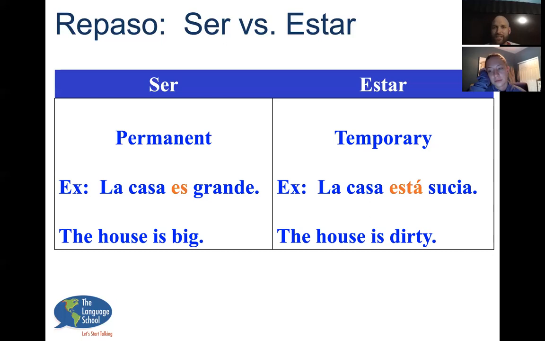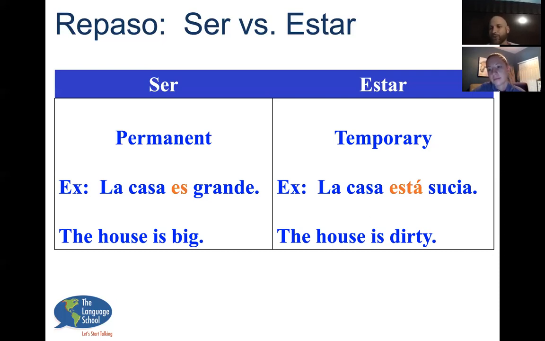So when I think of this as being kind of a permanent state of being, I think about it like the fact that if there's a big house, you can't change it back and forth very easily, right? The house isn't gonna be big today, small tomorrow, and then big again on Friday, right? It's a pretty permanent state of being.